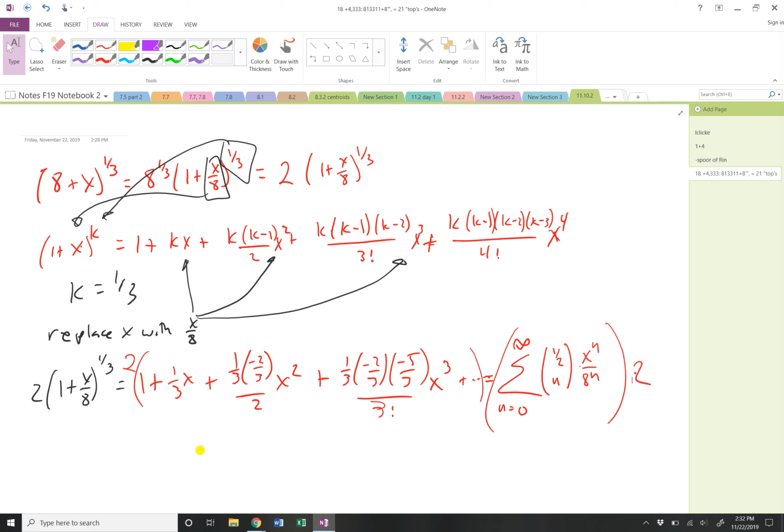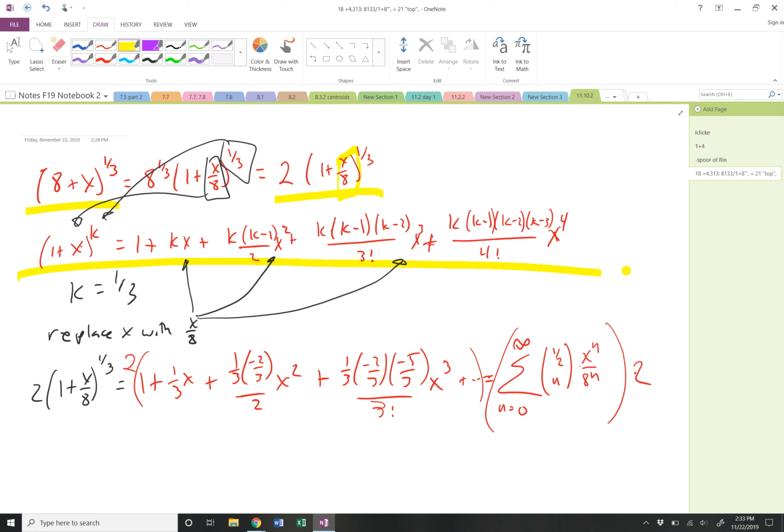So I did my work up here. You may have done this a little bit differently. It's fine. There's different ways to get to the same solution on this problem. So first I rewrote my cube root of 8 plus x as 2, because the cube root of 8 is 2, times 1 plus something. That something is x over 8 to the 1/3 power. Then I just rewrote all of this.